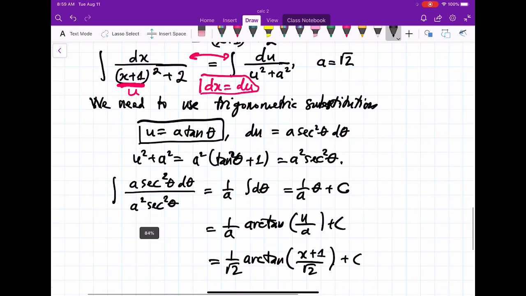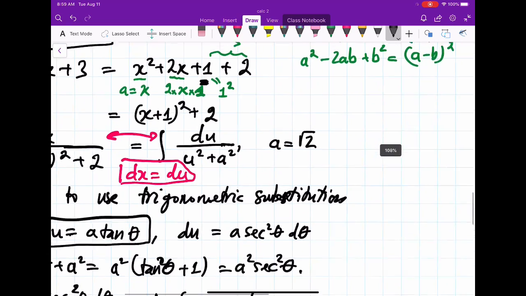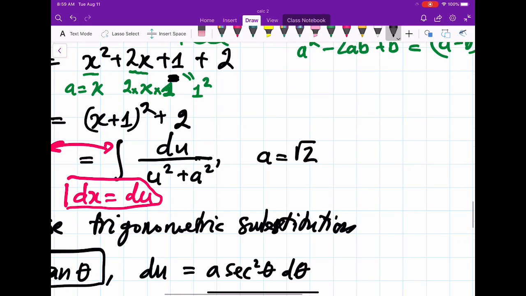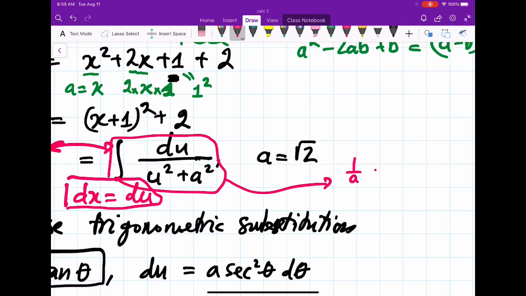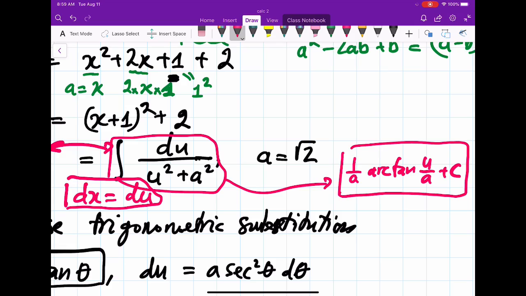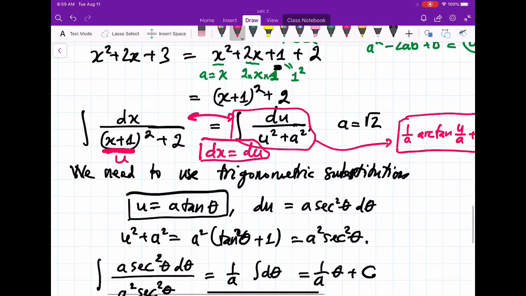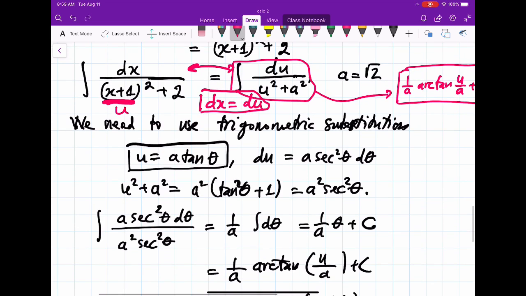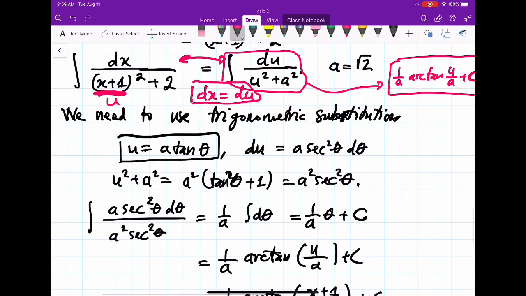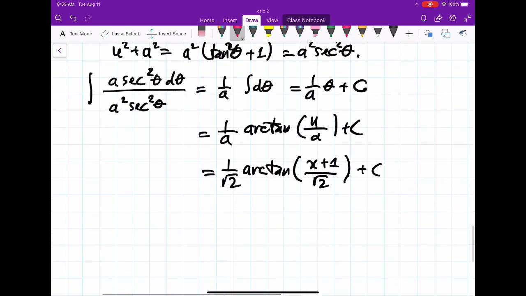I just forgot about this. We have this integral already. This integral is just 1 over a tangent inverse of u over a plus c. Sorry. We have some integrals involving inverse functions before. So if you remember that, just copy the formula. But in this case, I just show you how to work with trig substitutions again.